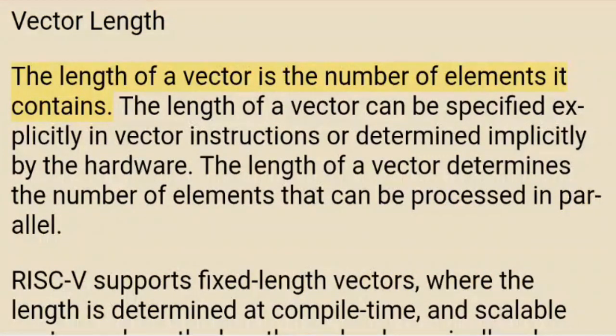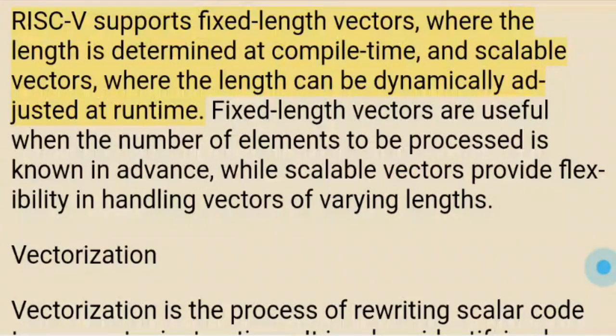Vector length. The length of a vector is the number of elements it contains. The length of a vector can be specified explicitly in vector instructions or determined implicitly by the hardware. The length of a vector determines the number of elements that can be processed in parallel. RISC-V supports fixed-length vectors, where the length is determined at compile time, and scalable vectors, where the length can be dynamically adjusted at runtime. Fixed-length vectors are useful when the number of elements to be processed is known in advance, while scalable vectors provide flexibility in handling vectors of varying lengths.